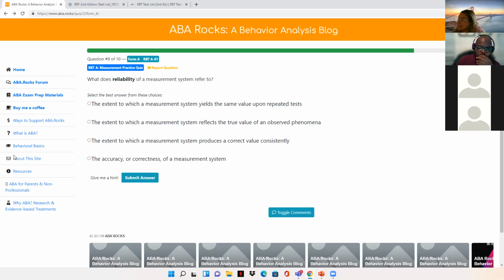The accuracy or correctness, I like that one too. The definition from Cooper: reliability is the extent to which a measurement is consistent and repeatable. So repeatability is reliability. So now I feel like it's A.